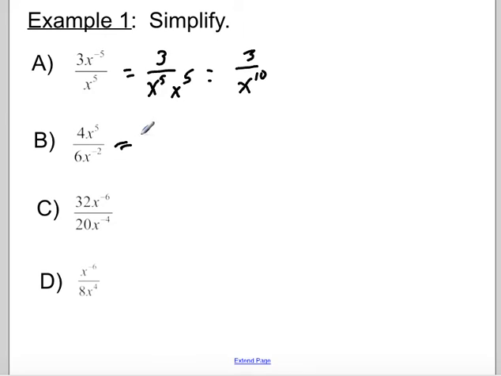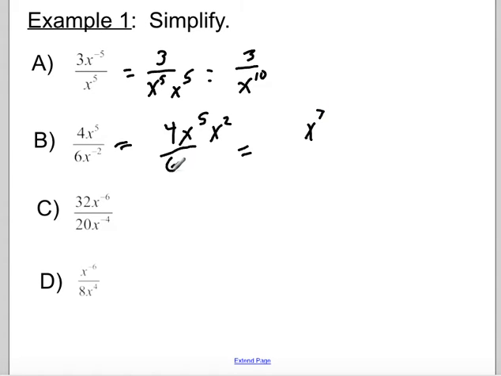Then letter B here says 4x to the fifth all over 6x to the negative 2. So I'm going to go ahead and just rewrite this correctly. The 4 doesn't have a negative power. It's x to the fifth up here. That's not a negative power. The 6 doesn't have a negative power, but down here it's x to the negative 2. So we're going to flip that up and make it x to the second. All right, so let's combine our x's up there. Since it's multiplication up there, we add the powers, and we get x to the seventh.